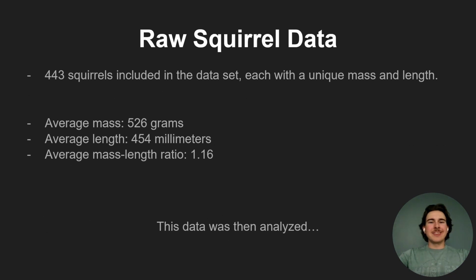All right, so let's get into some data. Like I said before, there's a lot of squirrels in this data set. In here we had 443 total squirrels that each had a mass and a length. There were more that had a mass but didn't have a length, so we just included the ones that had both. So 443 total. The average mass of all of these squirrels was 526 grams. The average length was 454 millimeters. And in case you want to know the mass to length ratio, it was 1.16.